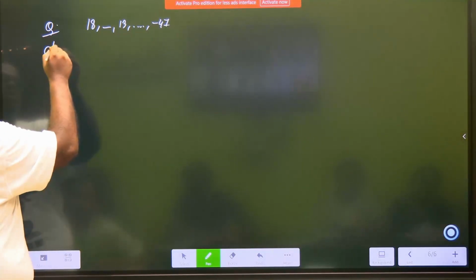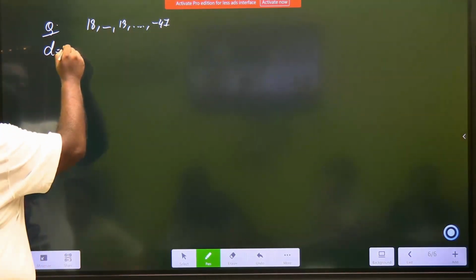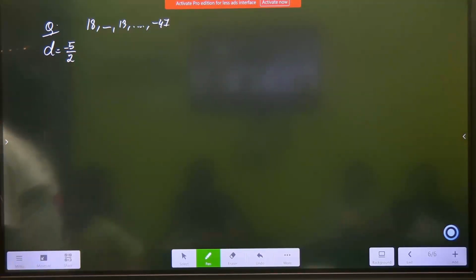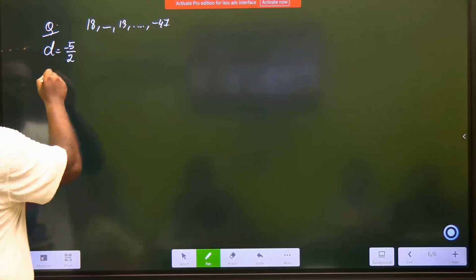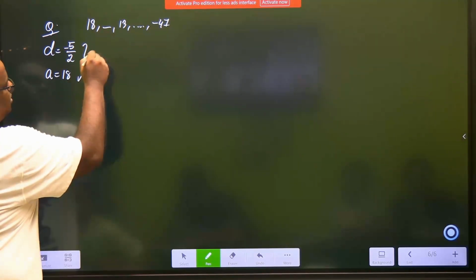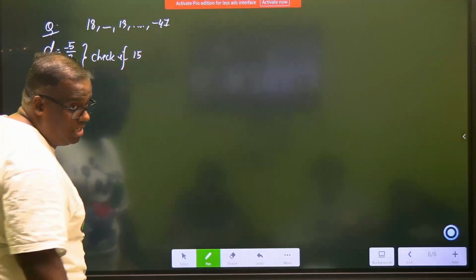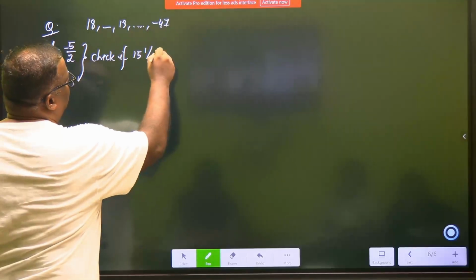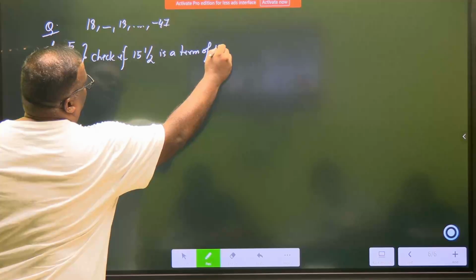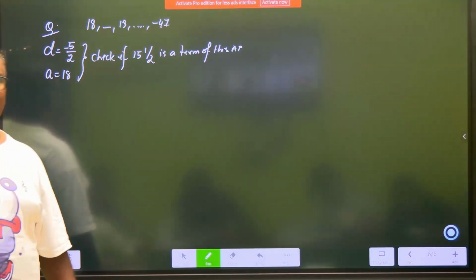Adya, I'm making this question like this. The D is given to you. D was how much? Minus 5 by 2. This was my D. D is given to you. And my A is how much? A is 18. The question is, check if, what was the second term beta? 15 1 by 2 is a term of this AP. Adya, just tell me, is my understanding of your question correct? Right? So we will check.